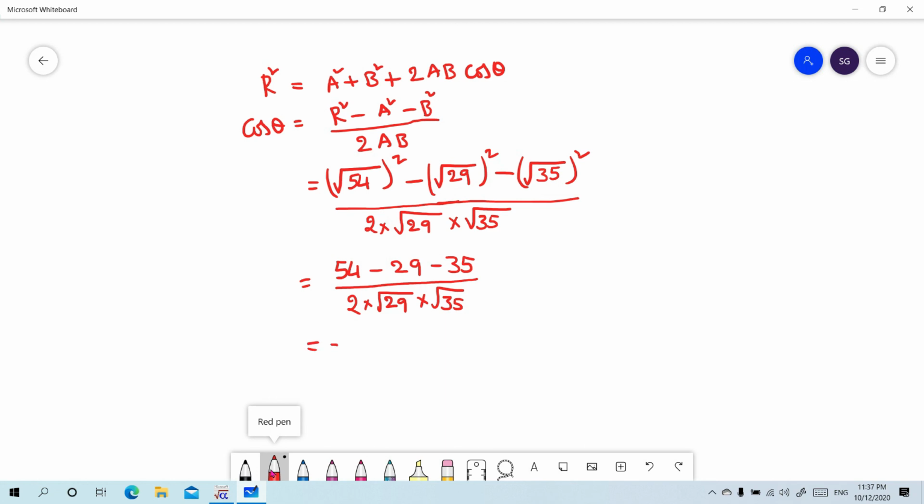So after simplification, we got the value equal to minus 0.1567. Therefore, cos theta is equal to minus 0.1567. This is equal to cos 99. Cos theta is equal to cos 99. Cos cancels. Theta is equal to 99 degrees.